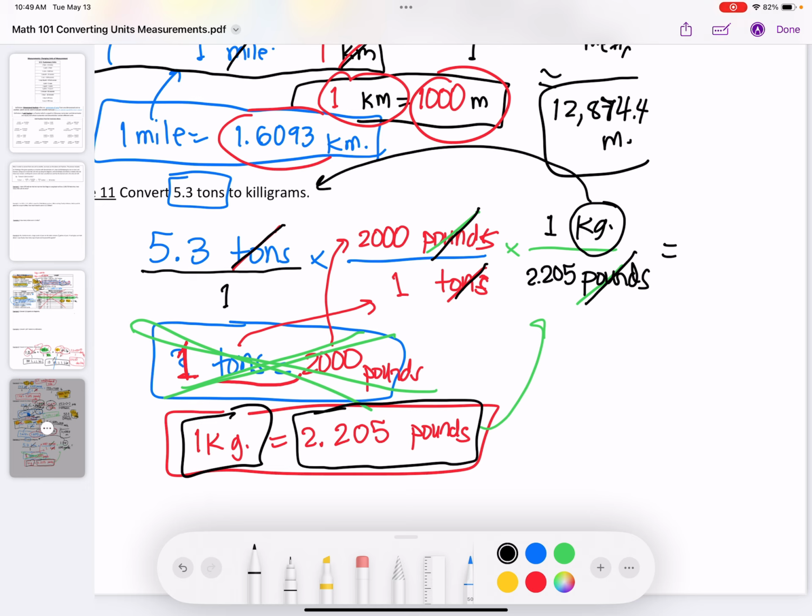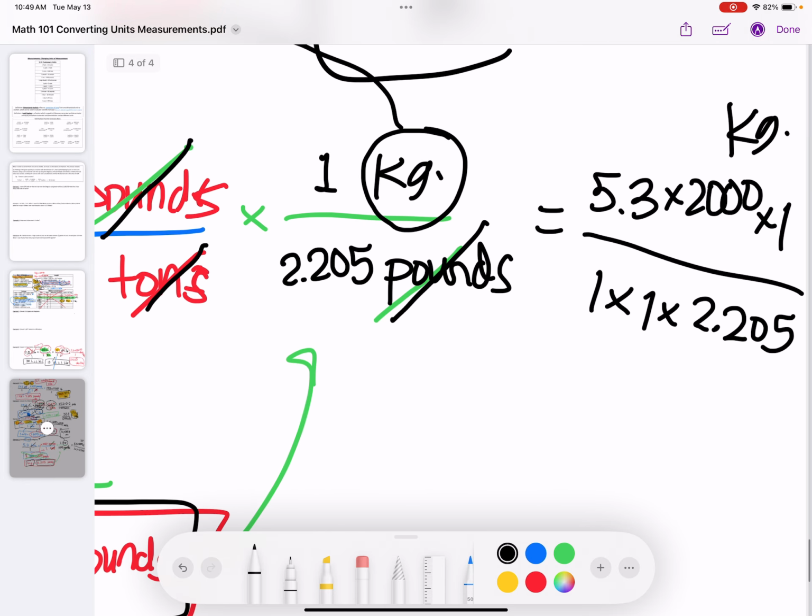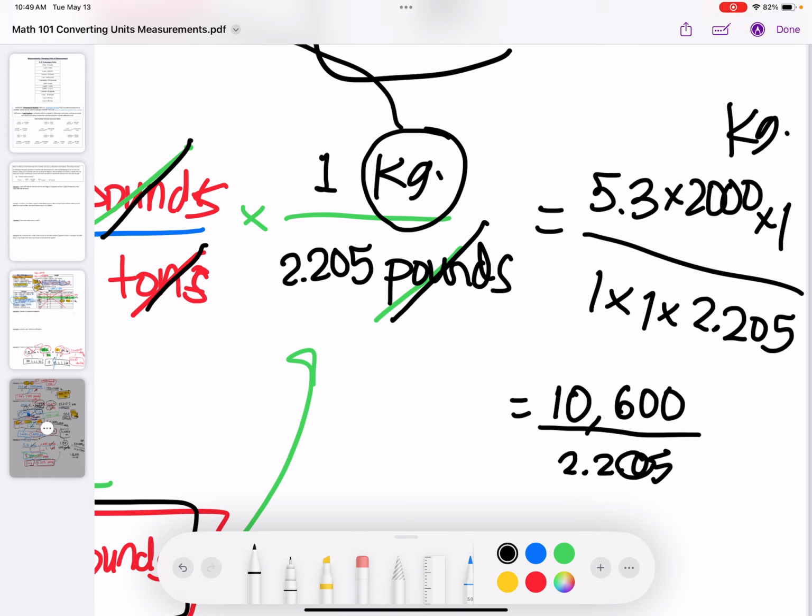Now it's easy. I just multiply across: 5.3 multiplied by 2,000 multiplied by 1. Easy peasy. In the denominator, I have 1 multiplied by 1 multiplied by 2.205. And it'll all be in kilograms when all's said and done. So I'm going to multiply 5.3 by 2,000. In the numerator, that's 10,600, I believe. And then the denominator, 1 times 1 times 2.205, that's just 2.205. Oh, why did I put another decimal? One decimal is enough.